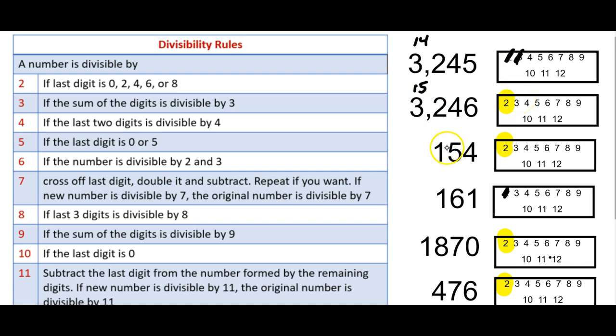So going to the next one, we've got 154. Adding these up, 1 plus 5 plus 4 is 10. 3 will not go into 10, so 3 does not divide 154. 161, adding those digits up, I get an 8. 3 will not go into 8, so 3 is out there. 1, 8, and 7 plus 0 add up to 16. 3 will not go into 16, so 3 is out here. And then 4, 7, and 6 add up to 17, and 3 is going to be out right here. So we only have one number that's going to be divisible by 3 in this example. Let's go ahead and highlight that one.